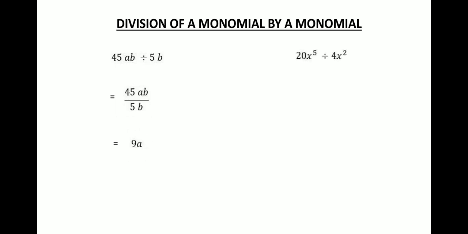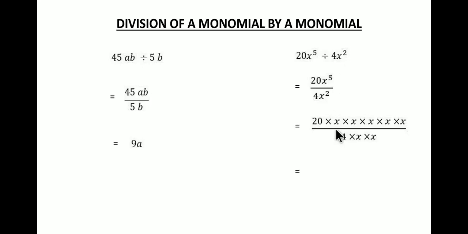Next, a similar type of question: 20x to the power 5 divided by 4x squared. First thing we are going to do is write them in fraction form: 20x to the power 5 in the numerator and 4x squared in the denominator. Let's try to understand it in a better way. 20x to the power 5 can be written as 20 into x into x into x into x into x, and 4x squared can be written as 4 into x into x.